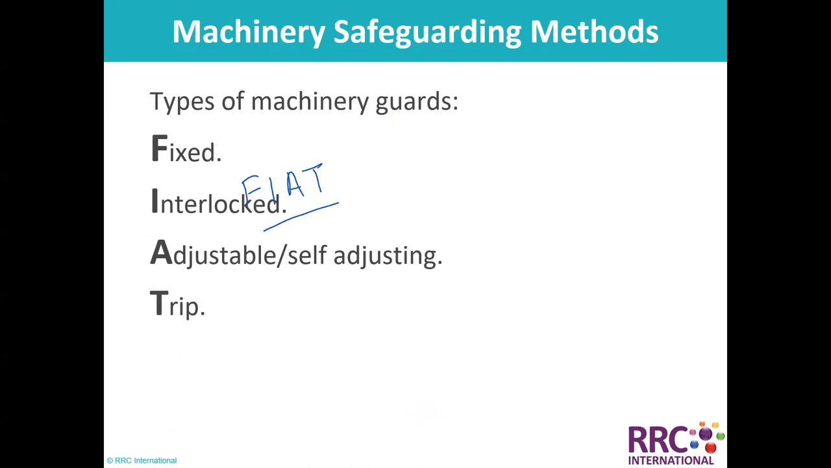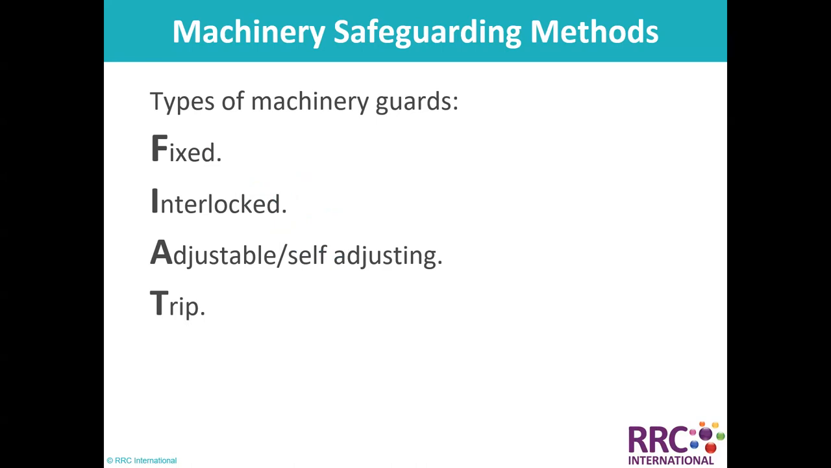FIAT. What is that? Car company, yes or no? Yes, sir. Okay, yes, I was just asking you. It has nothing to do with that, just to get you an understanding of how we are going to memorize it.